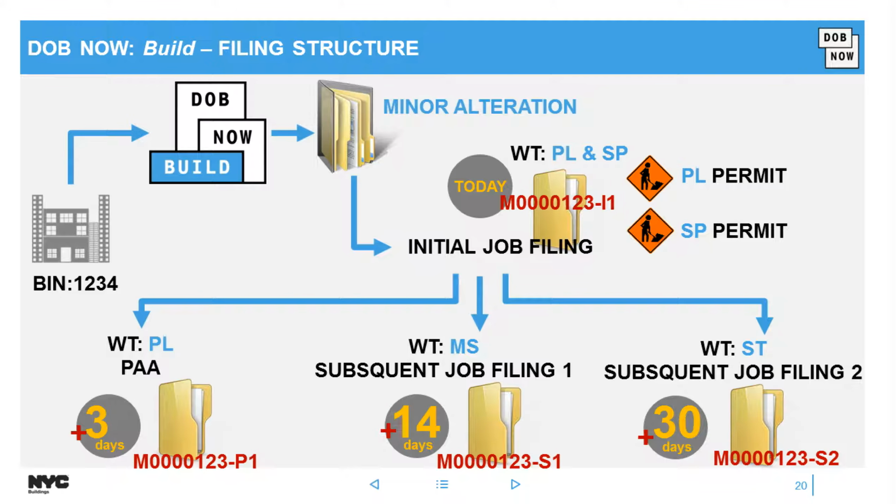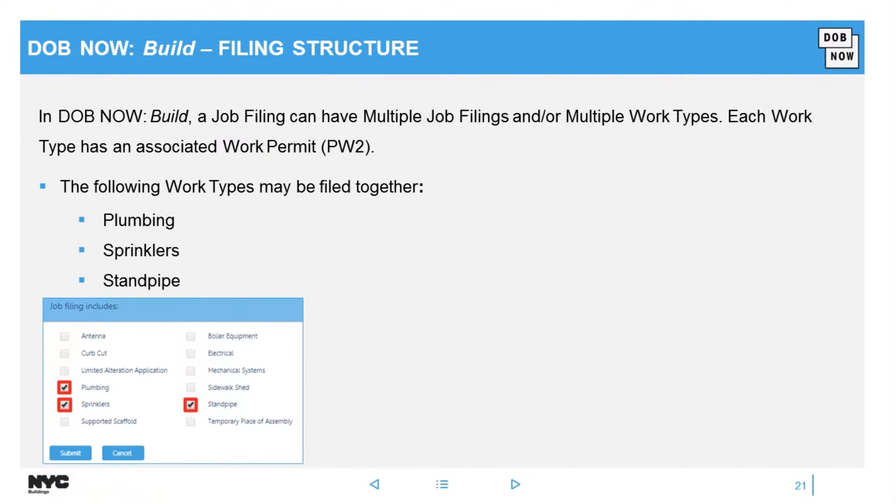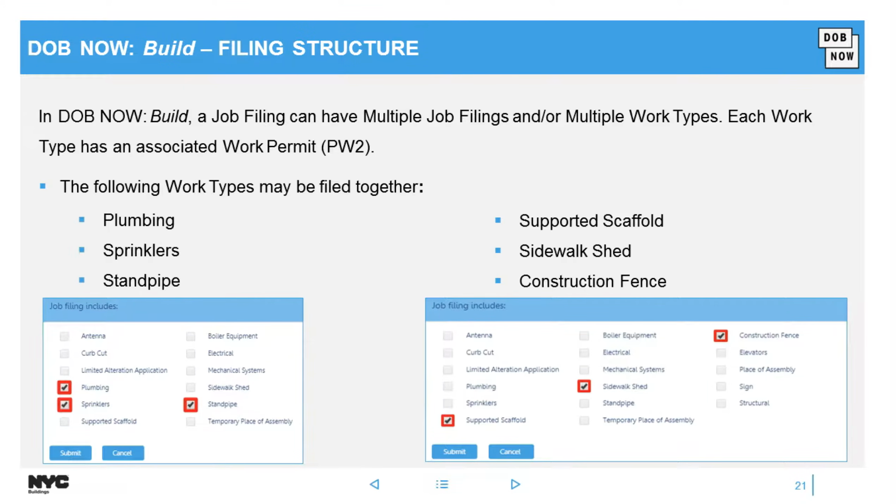Some people didn't see the benefit of it. If you do not want to wait until your initial is approved in order to add on a subsequent job filing, you could just file it separately and then tag the job using that field I showed you on the job filing in DOB Now: Build. So again, the ones that could be filed together are plumbing, sprinkler, standpipe, or scaffold, shed, and fence. All the others, you have to do separately.